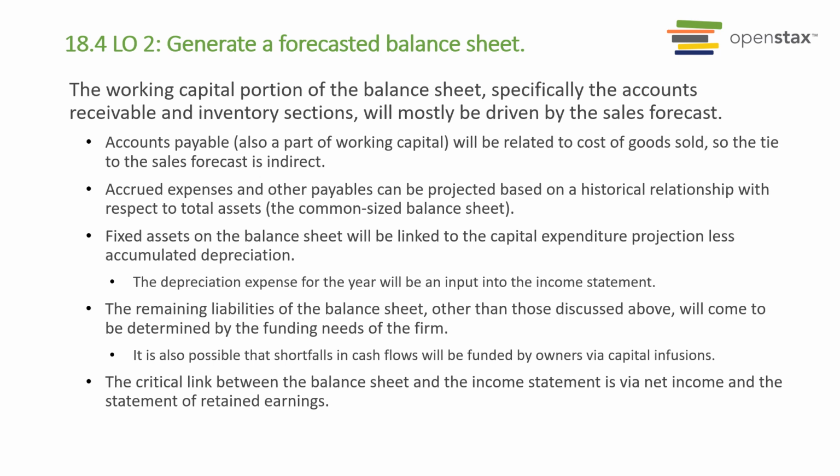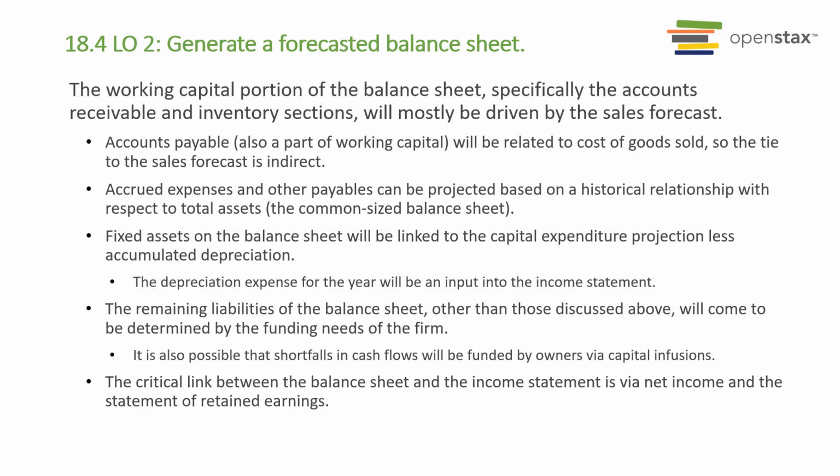The working capital portion of the balance sheet, specifically the accounts receivable and inventory sections, will mostly be driven by the sales forecast. Accounts payable, also a part of working capital, will be related to cost of goods sold, so the tie to the sales forecast is indirect. Accrued expenses and other payables can be projected based on a historical relationship with respect to total assets, or the common size balance sheet. Fixed assets on the balance sheet will be linked to the capital expenditure projection less accumulated depreciation. Depreciation expense for the year will be an input into the income statement.